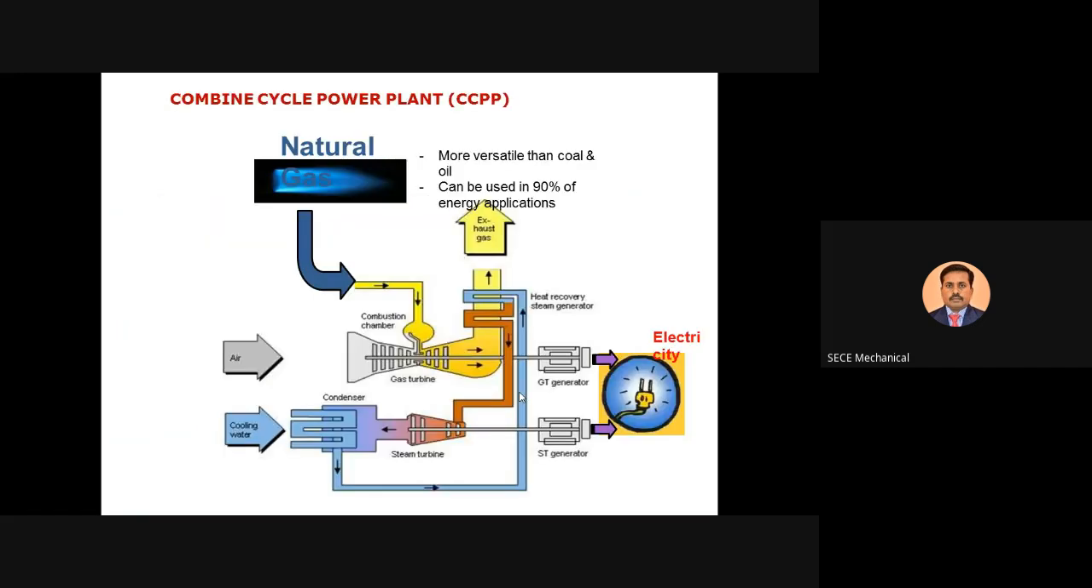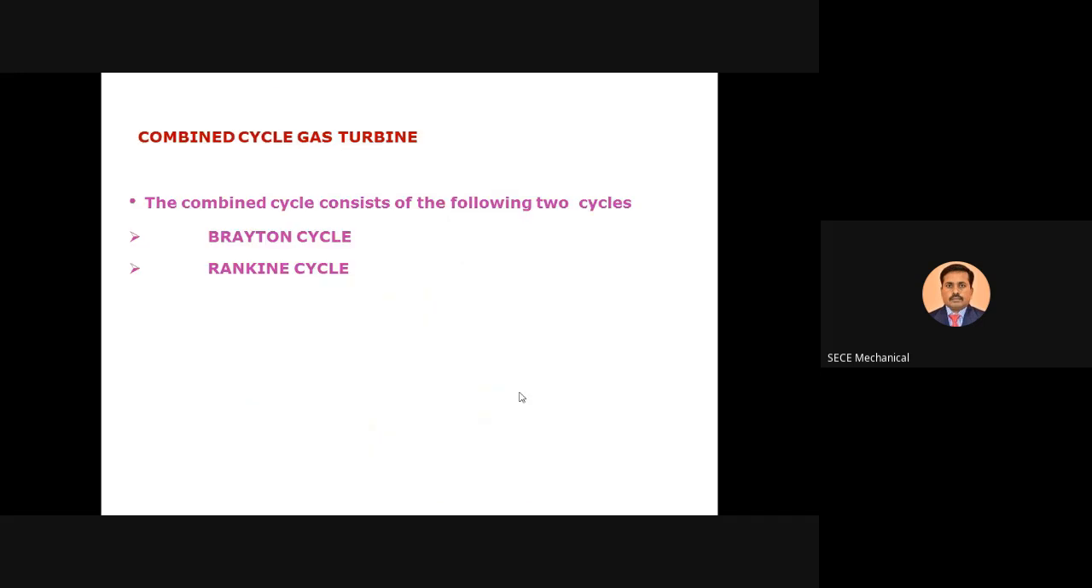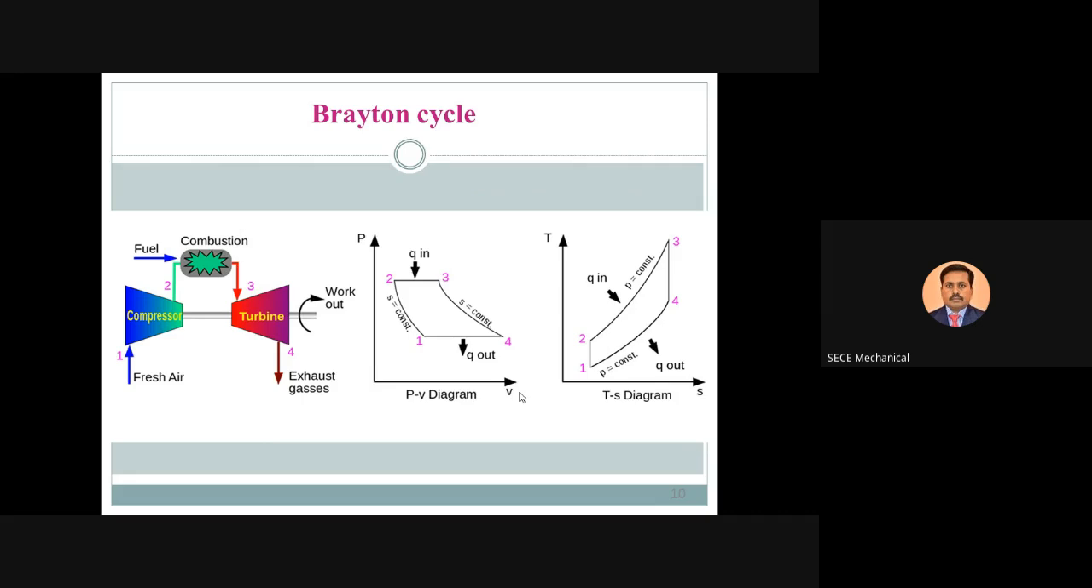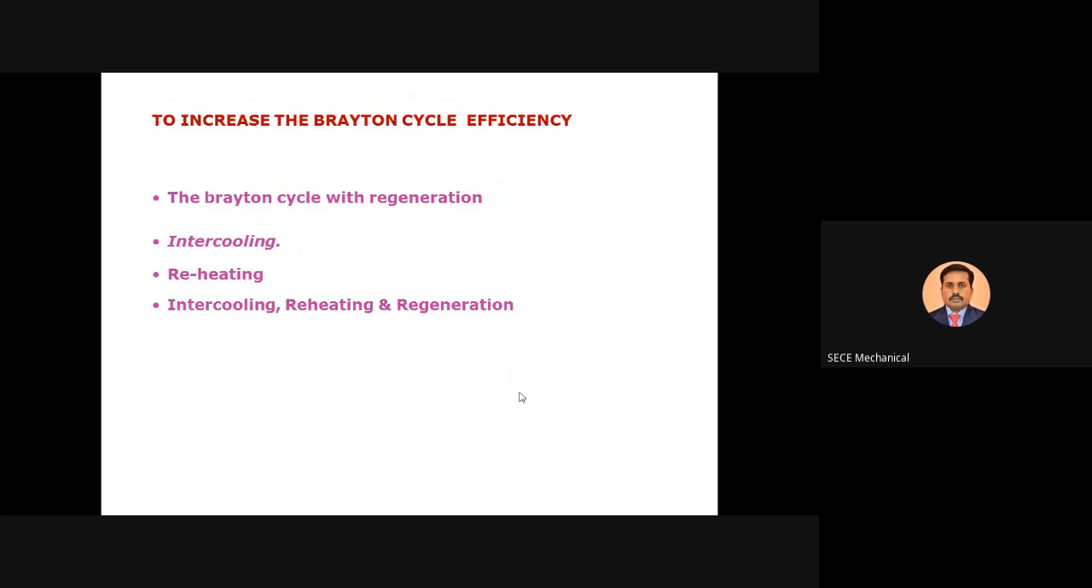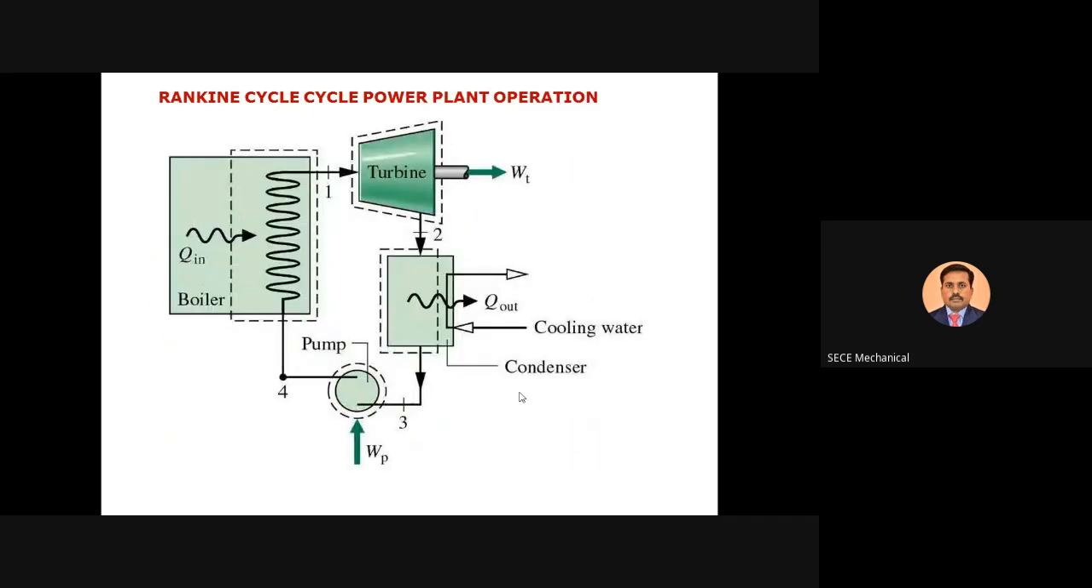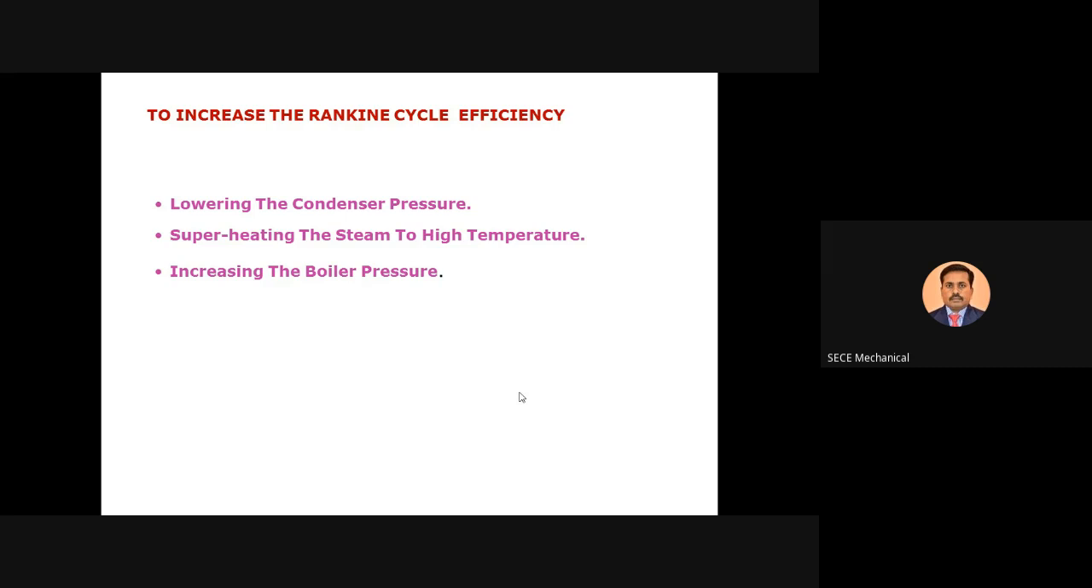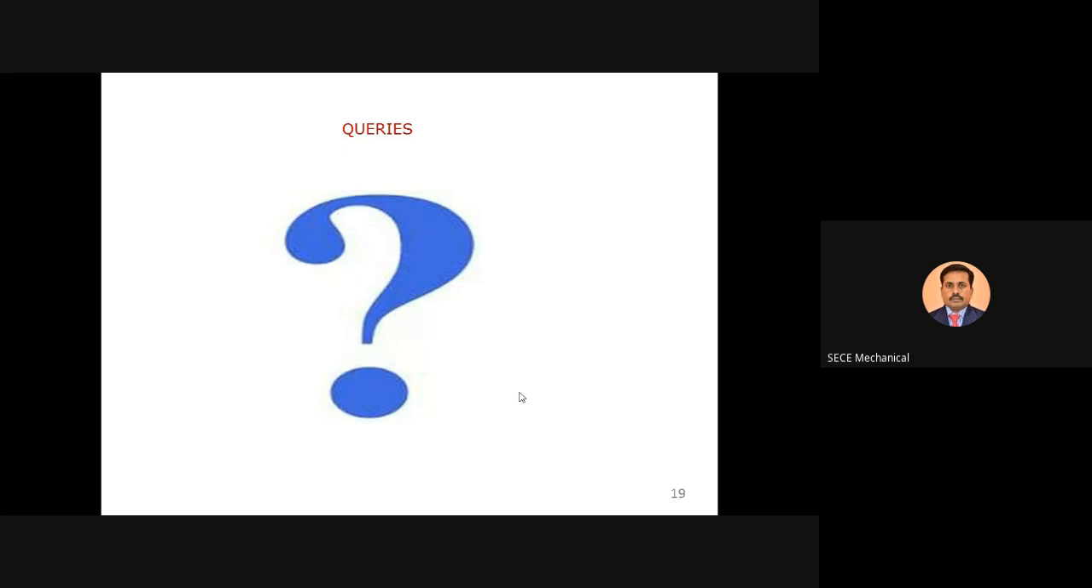The combination of two cycles, how the cycles are combined together, how the power is produced with the help of the GT generator and ST generator, and finally the basic concept behind the two cycles. One is Brayton and the second one is called the Rankine cycle. And how the Brayton cycle works, how the Rankine cycle works. So how to improve the Brayton cycle efficiency by adding three elements. In a similar way, how the Rankine cycle efficiency can be improved with the help of three techniques. All those things we discussed, right? If you have any doubt, now you can ask.